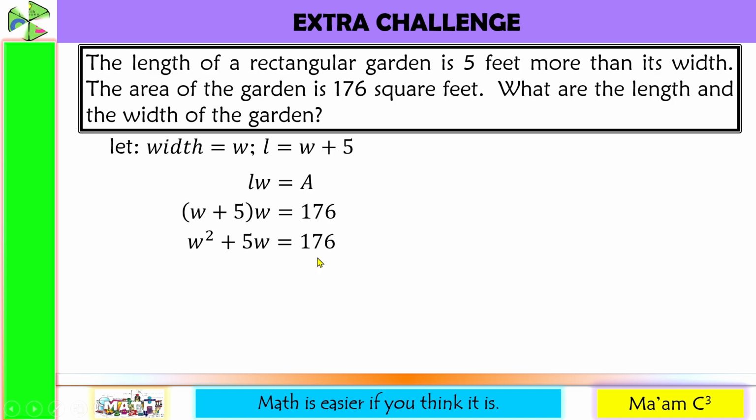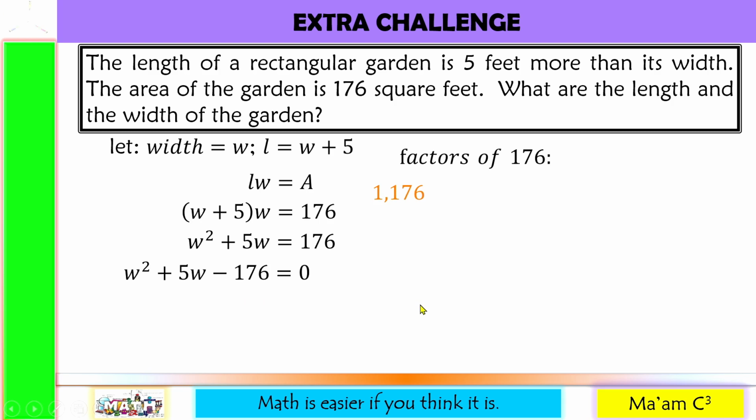Let us write this in standard form. Let us move 176 to this side. It will become minus 176 equals 0. This is a trinomial wherein a is equal to 1. So let me determine the factors of 176. 1 and 176, 2 and 88, 4 times 44, 8 times 22, 11 and 16. All of this, when multiplied, will give you 176. Let us bring out our magic x.